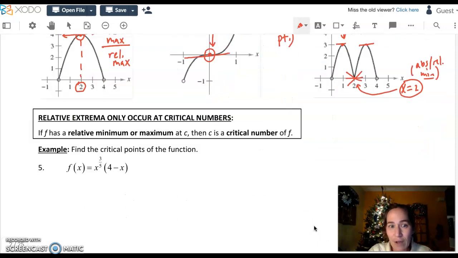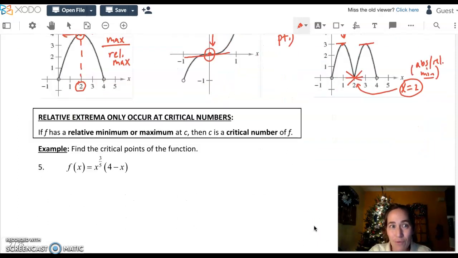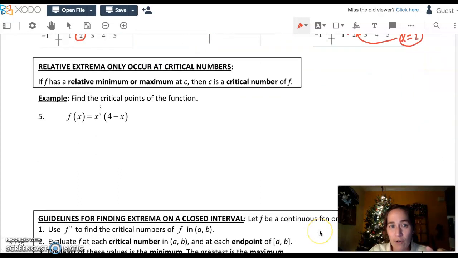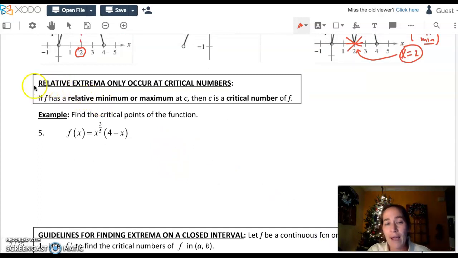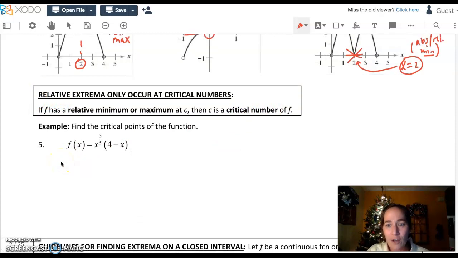I want to get into a couple more interesting looking functions before we go so we can see if we can find critical points on our own. So it says if f has a relative min or max, then c must be a critical number. So if we go into number 5 and we want to know what the mins and maxes are, a good list of candidates would be the critical values. I'm going to leave this one.